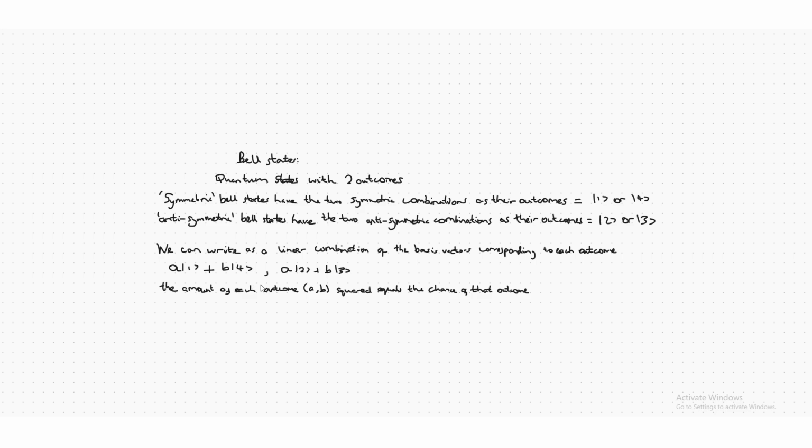Now, the amount of each outcome or basis vector given by A or B squared gives us the chance or probability of when we measure our quantum state, that basis vector being the outcome. So, for example, A squared gives us the chance of when we measure our Bell state, which can either be the second basis vector or the third basis vector, it'll give us the chance of us measuring basis vector number 2.